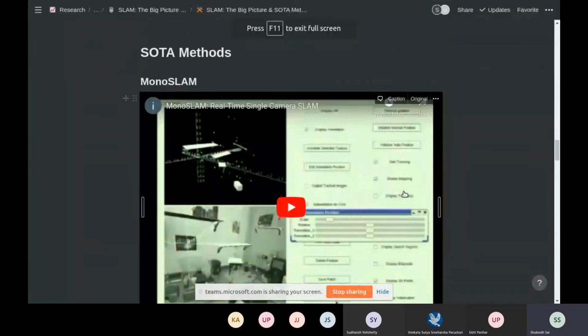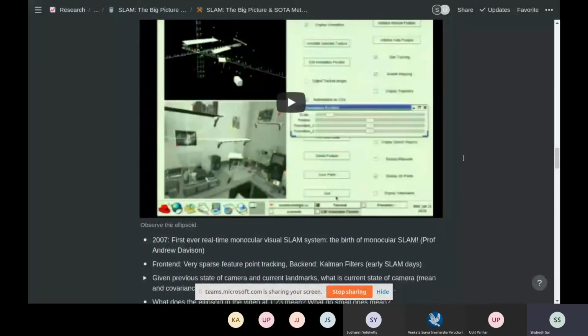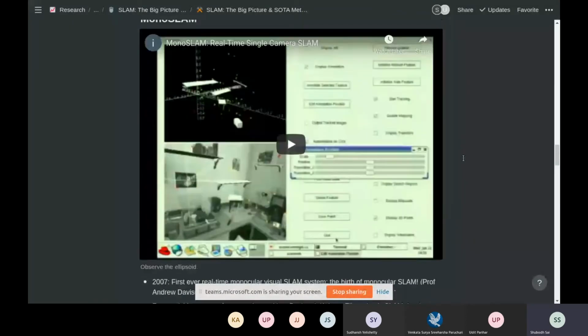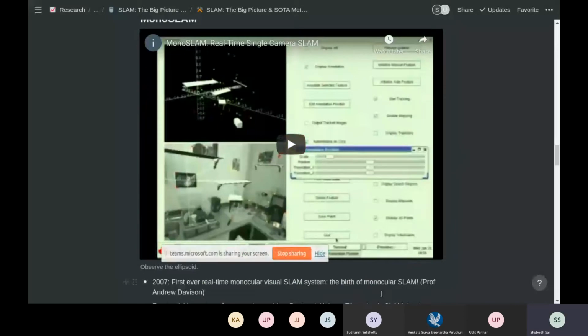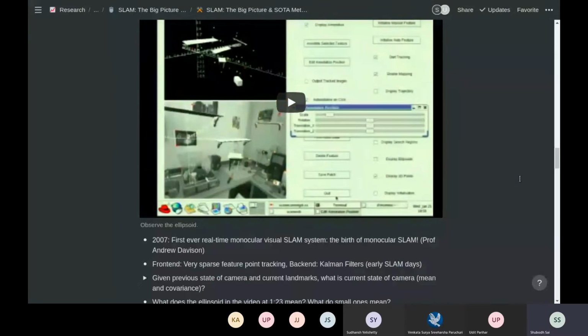Yeah, so we will briefly look at a few SOTA methods, state of the art methods. One of the first, the first ever monocular visual SLAM system is MonoSLAM by Professor Andrew Davison. That was the first setup which actually showed that using a single monocular camera, you can localize in your environment and also do sparse mapping. So this is what the first SLAM system consisted of.